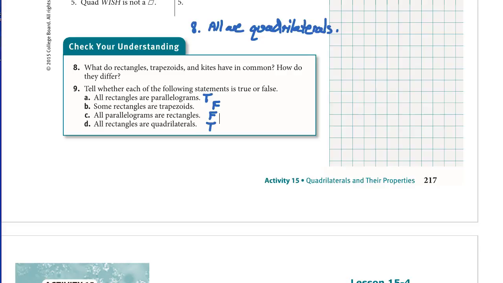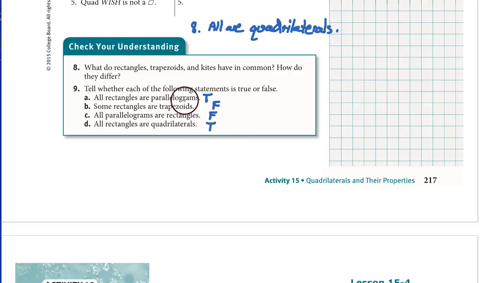Here are the answers. In number 8, all 3 of these things are quadrilaterals. That's what they have in common. Now to say how they're different, we could focus our attention on each one and focus on the properties of those shapes. For example, in a rectangle, all 4 angles are 90-degree angles. That's not the case in a trapezoid or a kite. For a trapezoid, there is at least one pair of parallel sides, but that's not the case for a kite, and so on.